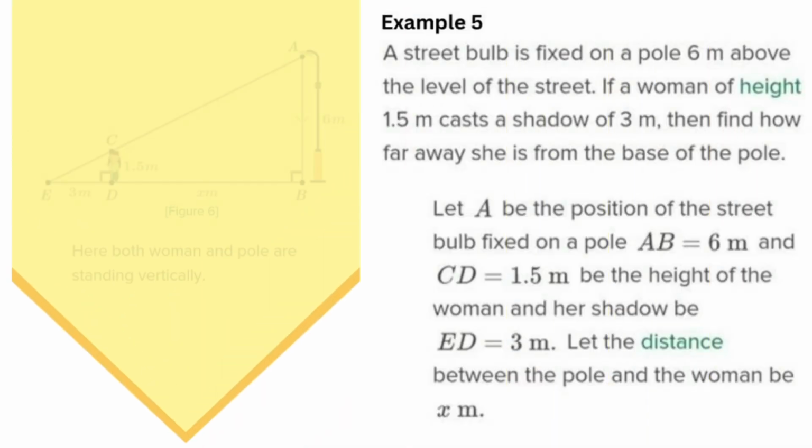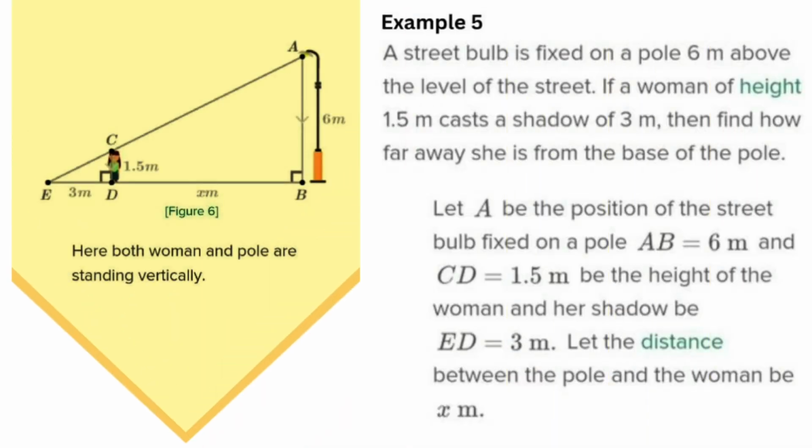A street bulb is fixed on a pole 6 meters above the level of the street. If a woman of height 1.5 meters casts a shadow of 3 meters, then find how far away she is from the base of the pole.